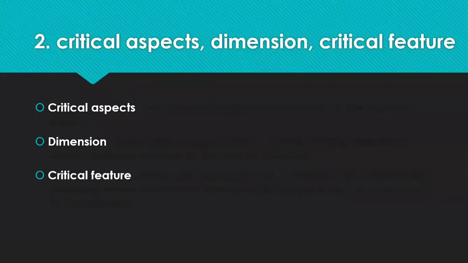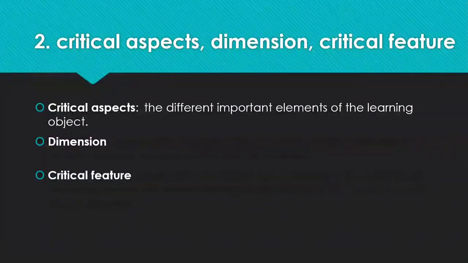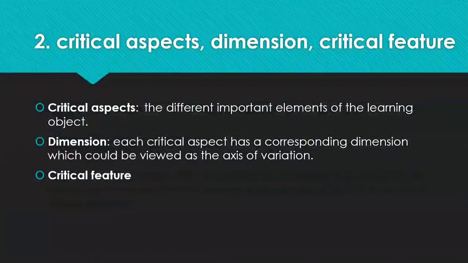First, critical aspect. As I showed in the last example, the color, size, and flavor are critical aspects of identifying a red apple. So the critical aspects are the different important elements of the learning object. The next one is dimension. Each critical aspect has a corresponding dimension, which could be viewed as the axis of variation.